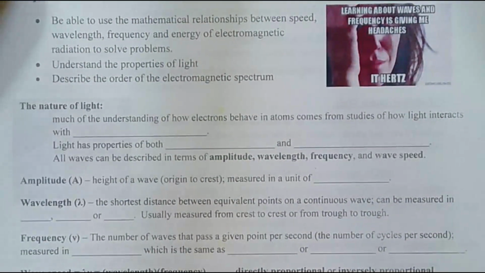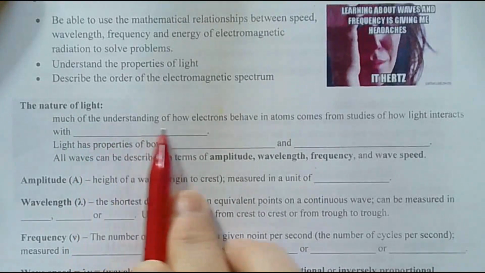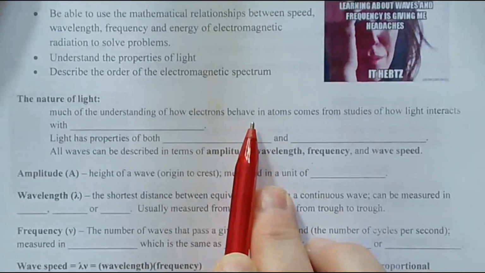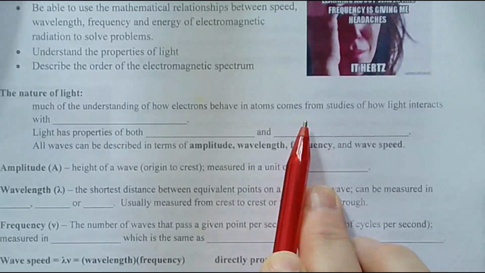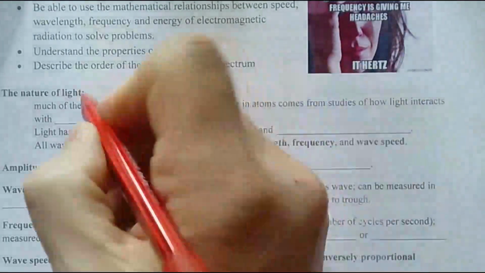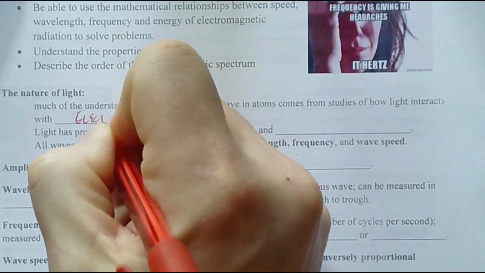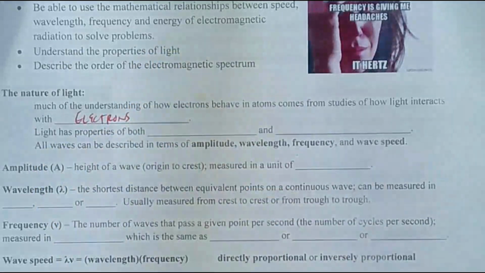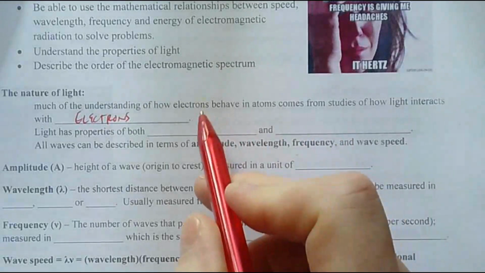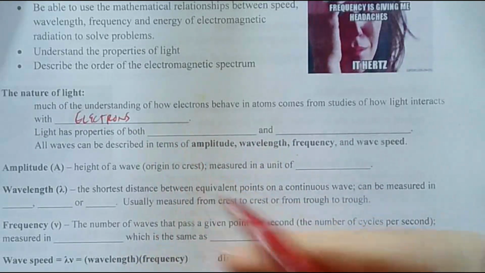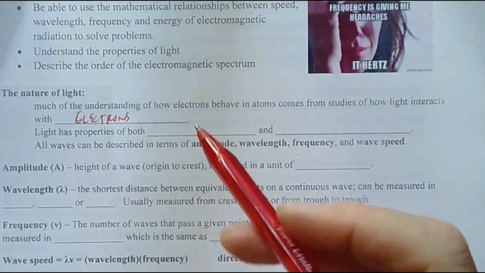The reason why we're taking a look at this now is that much of our understanding of how electrons behave in atoms comes from studies of how light interacts with them. You probably understand that light is a form of energy. Movement of electrons we know as electricity, which is a form of energy. And how these two things interact can tell us a great deal about either or.